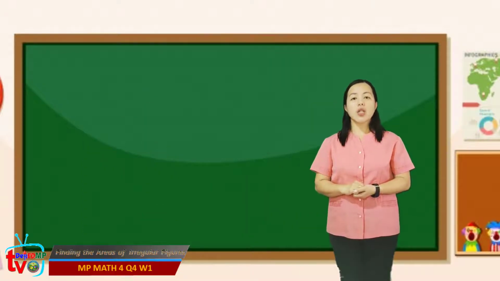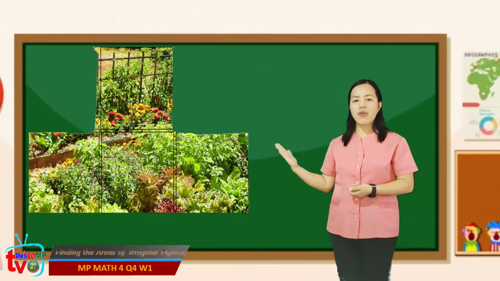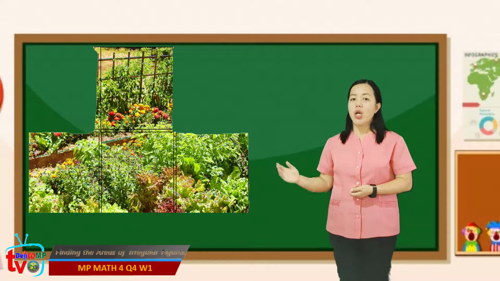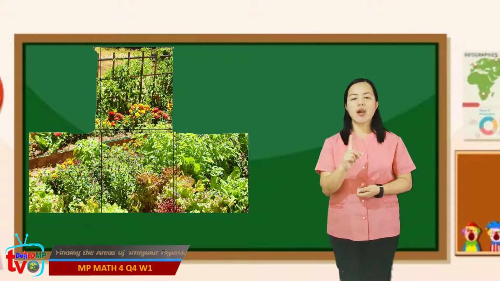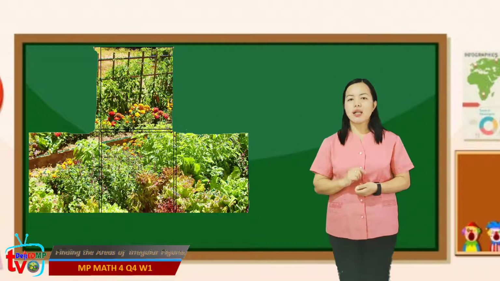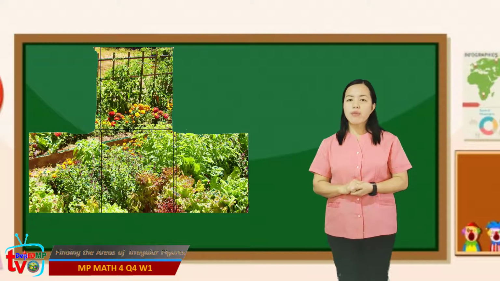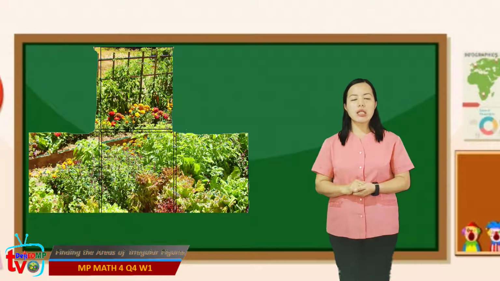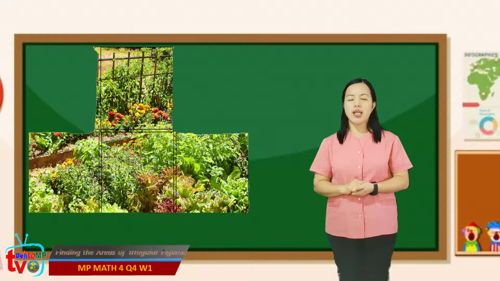Now, you will learn more about finding the area. We have here a flower garden. Do you know that having a flower garden is very important? Yes, because aside from beautifying our surroundings, it also gives us fresh air to breathe. Let us read the problem shown.